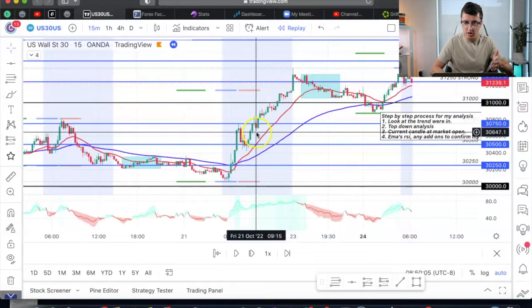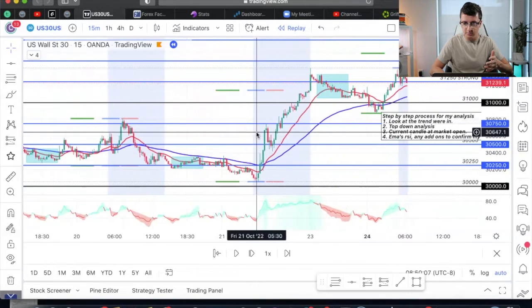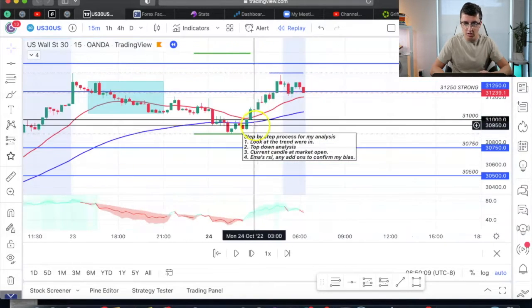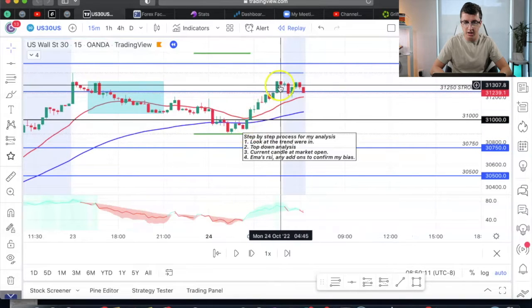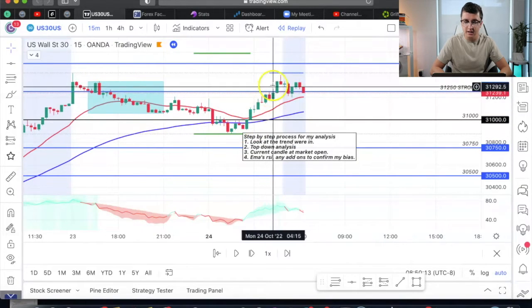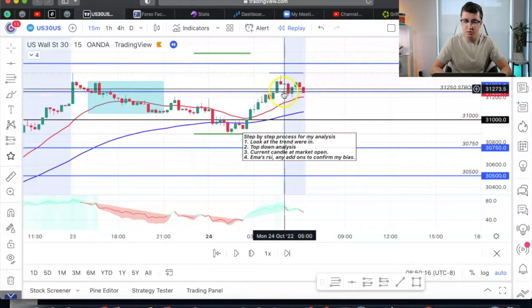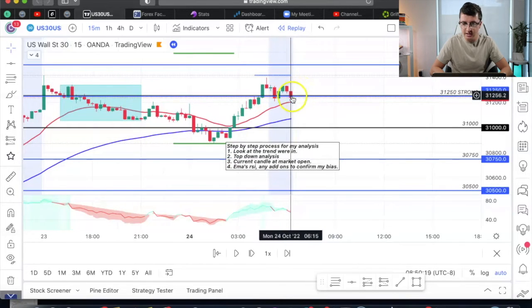Okay, for the previous day, we're in an uptrend. Looks like my overall bias should be to go long. We can see that we are pushing up at this point in time, and it does look like we have a nice W pattern forming.